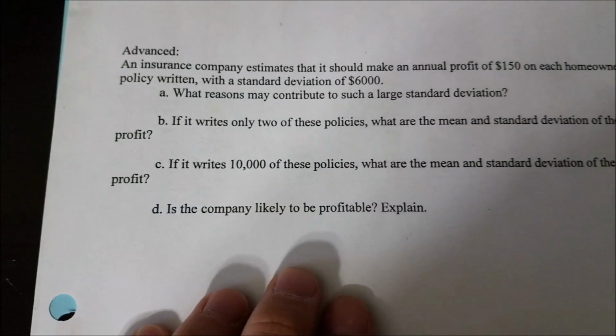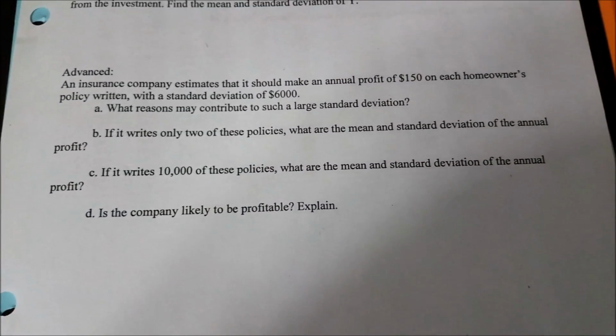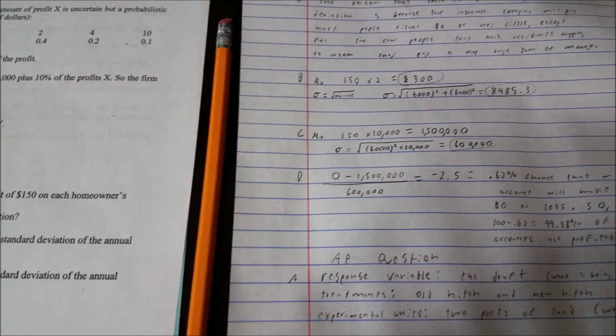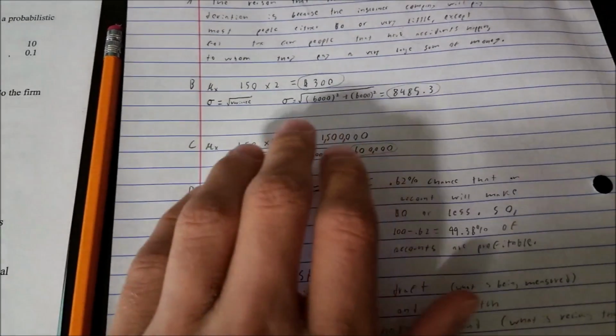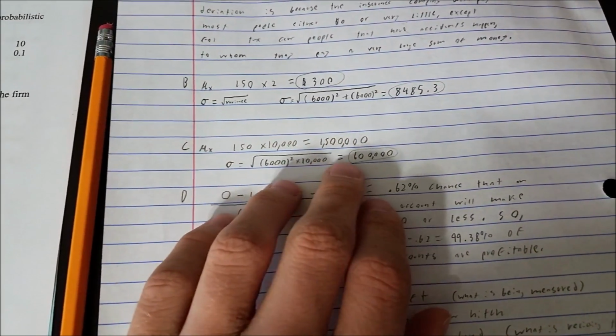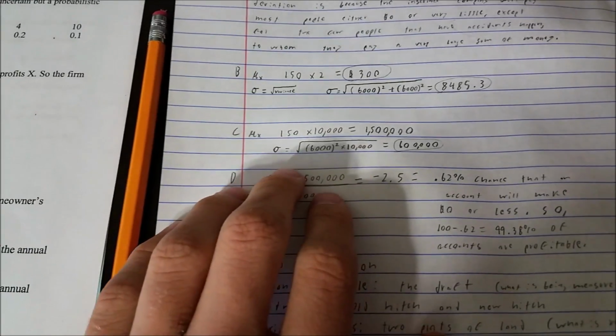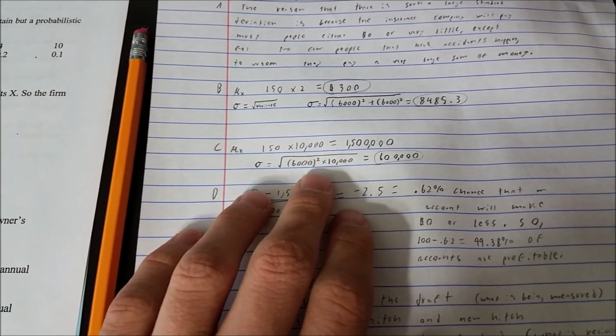Alright, and for C, it says if it writes 10,000 of these policies, what are the mean and standard deviation of the annual profit? So we're just going to do the exact same thing as before, except we're changing the amount of policies written. So 150 times 10,000 gives you 1,500,000. And then for standard deviation, we're going to do the same thing.